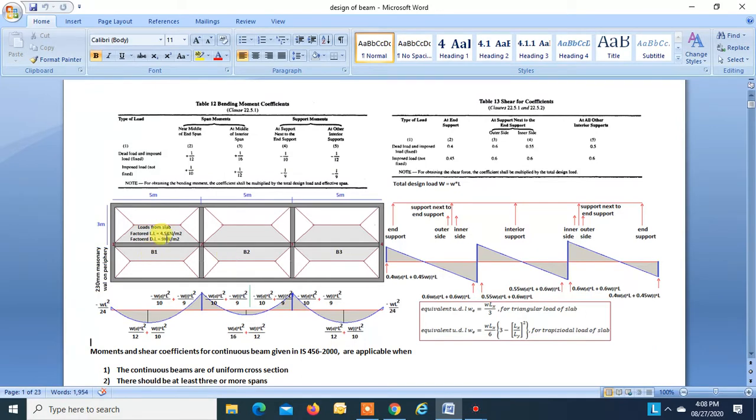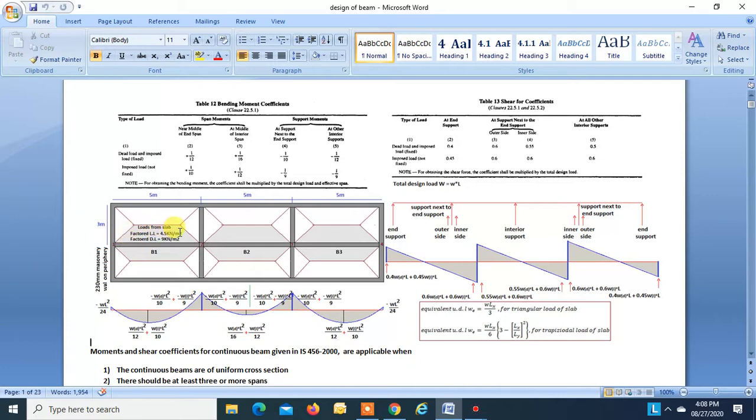The first step is to understand how to transfer the load from the slab to the beam. This trapezoidal load will be transferred to beam B1. This will transfer load to B2, and this will transfer load to B3. Similarly, this slab area's loading will be transferred to B1, this load will transfer to B2, and this load will transfer to B3. Right?